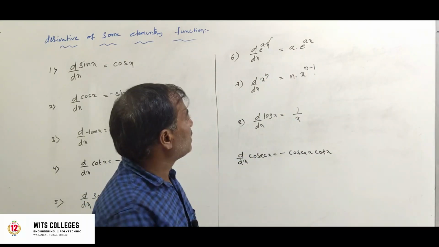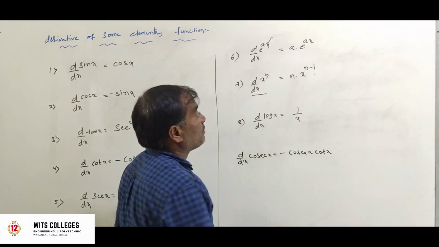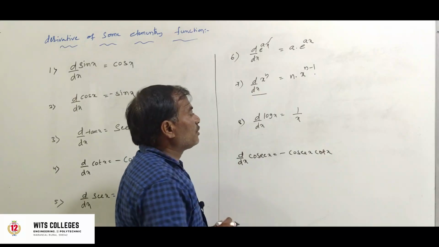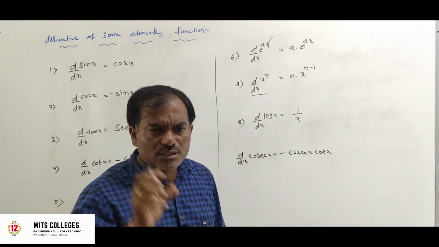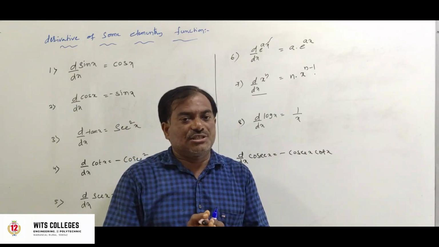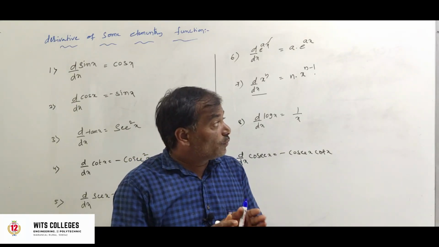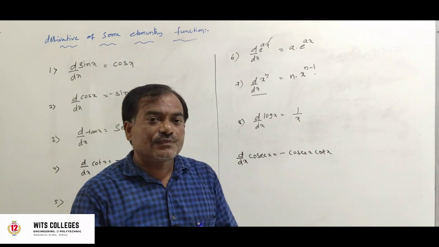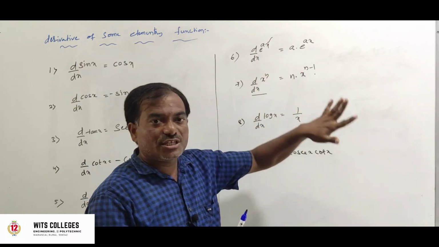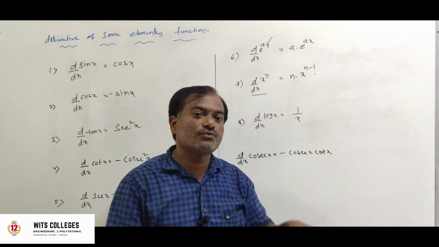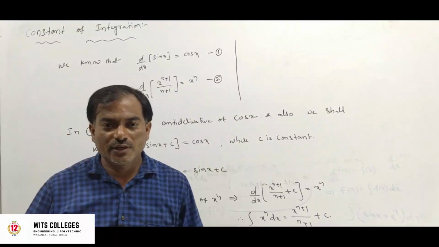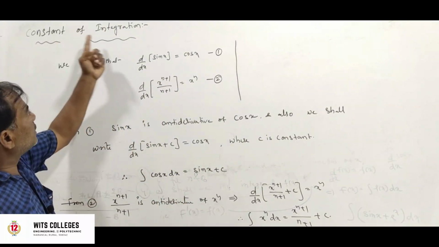and the derivative of e power ax is a into e power ax, the derivative of x to the power of n is n into x to the power of n minus 1, and the derivative of log x is 1 by x. So these are the derivatives of the standard elementary functions. By using the help of these differentiations, we have to discuss how to find the original functions of these standard functions. Now we discuss the constant of integration.